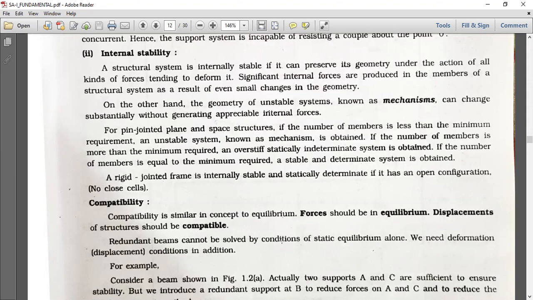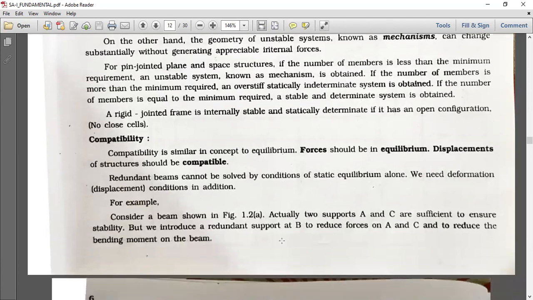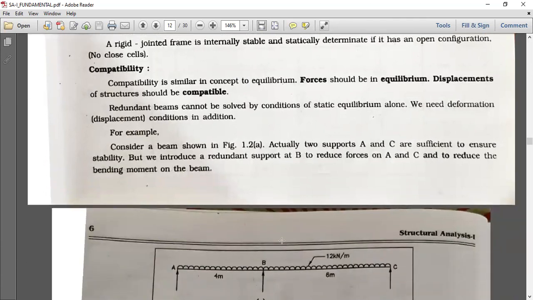For pin-jointed plane and space trusses, if the number of members is less than the minimum requirement, an unstable system known as a mechanism is obtained. Similarly, compatibility. Compatibility is similar in concept to equilibrium. Forces should be in equilibrium; displacements of the structure should be compatible. A redundant beam cannot be solved by conditions of static equilibrium alone. We need deformation conditions in addition.